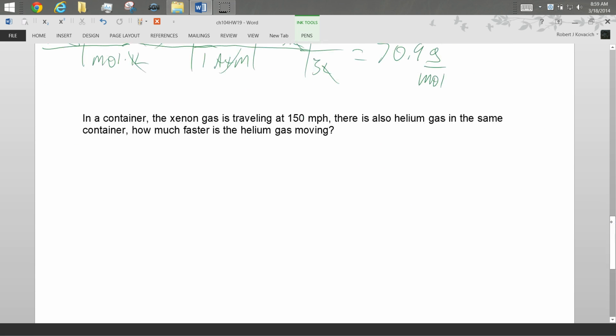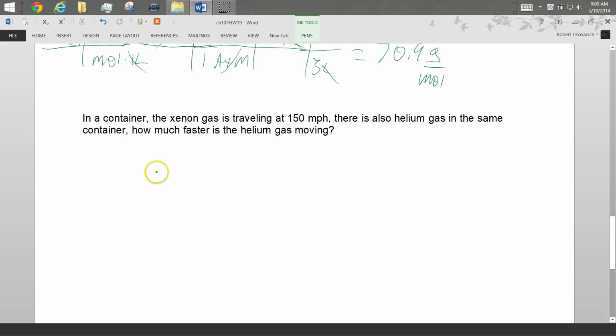All right, so I got a container, and inside the container, the xenon gas is traveling at 150 miles an hour. And there's also some helium gas in the same container. How much faster is the helium gas moving? First off, how do I know the helium gas is moving faster? It's in the same container. It's smaller and they're at the same temperature. So if they're at the same temp, they have the same kinetic energy. And if a xenon is much heavier than a helium, then the helium must be traveling a lot faster.